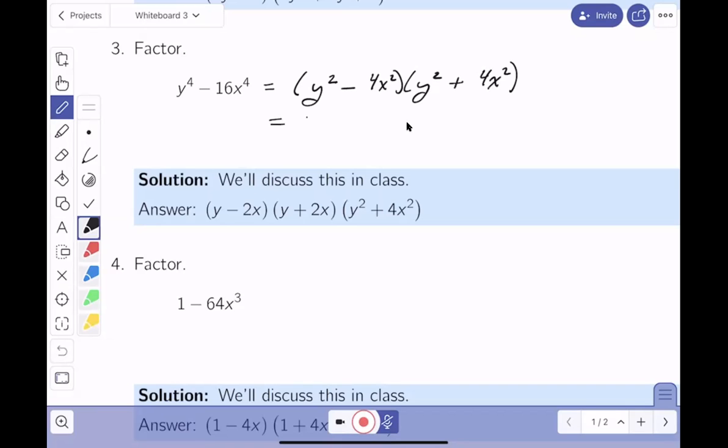If I were to multiply that, what do you get? Y to the fourth plus 4x squared y squared, minus 4x squared y squared minus 16x to the fourth. Well, what's nice about this is the two middle terms disappear and I get exactly what I want.